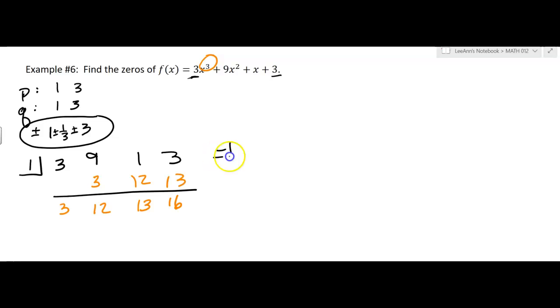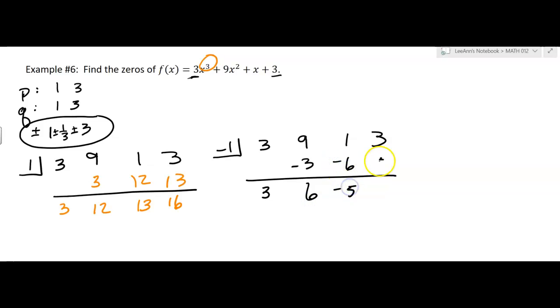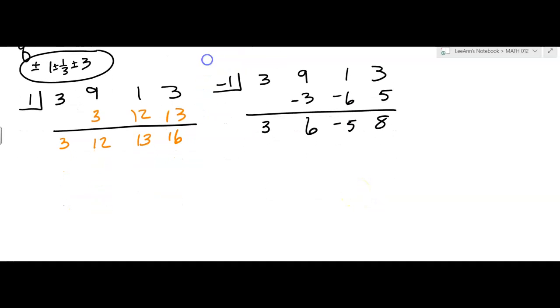All right. -3, 6, -6. 1 and -6 is -5. That doesn't look good. 5, and I get 8. So no, that doesn't work. What did I miss? I feel like that should have worked. 3 is 6, -6, -5, 5, 8. Nope.